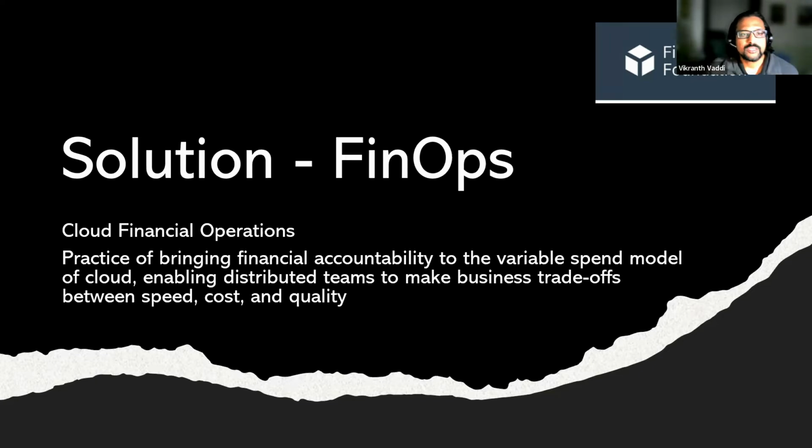And as you can see, so far when we have talked about TBM, we talked less about cloud, right? That's where the next piece comes in, the FinOps piece. Together, TBM and FinOps are complementary in understanding cost transparency. So for FinOps, it is the practice of bringing financial accountability to the variable spend model of cloud, enabling distributed teams to make business trade-offs between speed, cost, and quality.